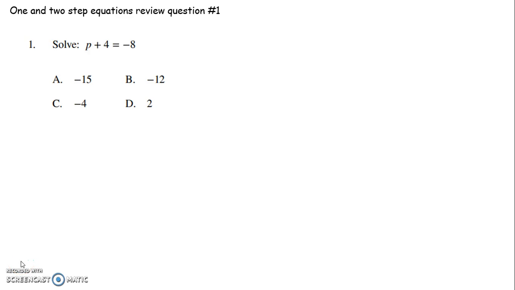All right, seventh graders, this is to help you get ready for a quiz that's coming up on 1- and 2-step equations. So I'd first like to talk about this problem. It says solve p plus 4 equals -8. As you see, to isolate p by itself on one side, to get p all alone, we have to get rid of this plus 4.